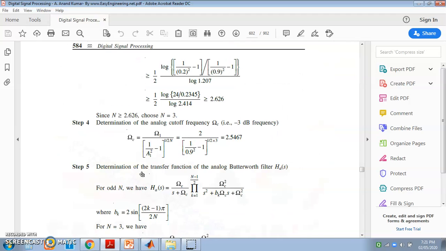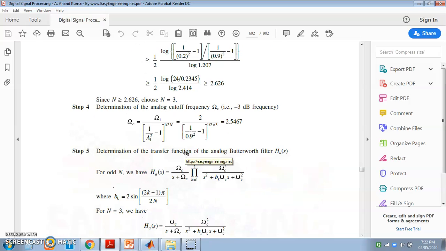So the next step: once we know the order of filter, we have to determine its corresponding analog frequency, that is called the cutoff frequency or the minus 3 dB frequency. For that purpose we use step number 4, that is omega c is equal to omega 1 upon (1 by A1 square minus 1) raised to 1 upon 2N, where capital N is the order of the filter. So this gives us the cutoff frequency.